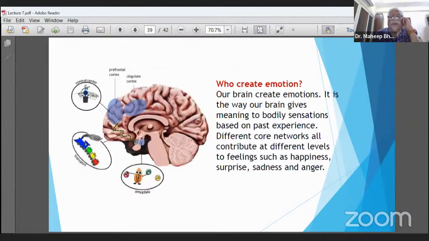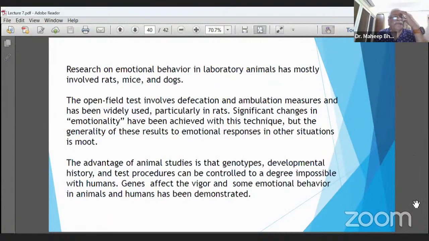Who creates emotion? Our brain basically creates the emotions. It is the way our brain gives meaning to different kinds of body sensations based on past experience or on new experiences. The brain areas responsible for feelings like happiness, surprise, sadness, and anger are known as the prefrontal cortex, which is in the front part of our brain, and the cingulate cortex. These are the two areas basically related with the functions of emotion in our brain.